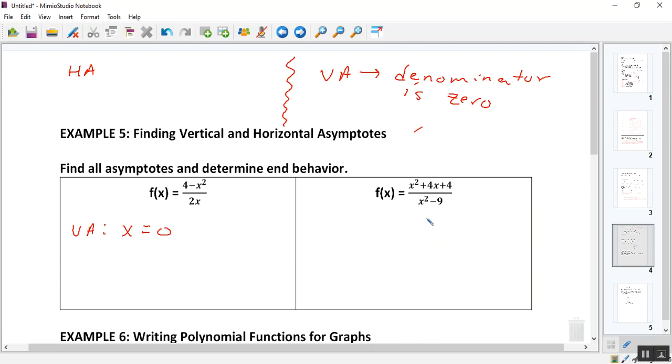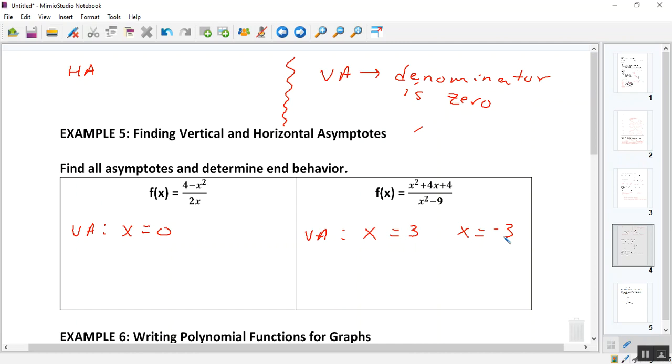Okay. Any vertical asymptotes on this one? 3. Anything else? No. Okay, let's just talk about the vertical asymptotes. Guys, vertical asymptotes come about when they make your denominator what value?